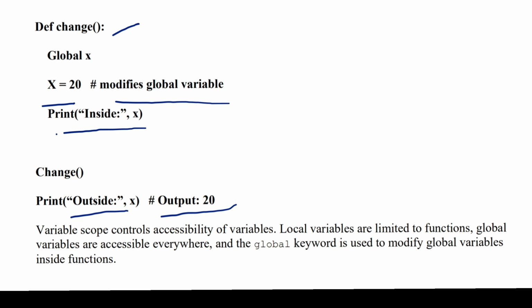So the variable scope controls the accessibility of variables. A local variable is limited to the function, but a global variable is accessible everywhere. The global keyword is used for modifying global variables inside the function. We can use it to modify global variables from within functions in the program.